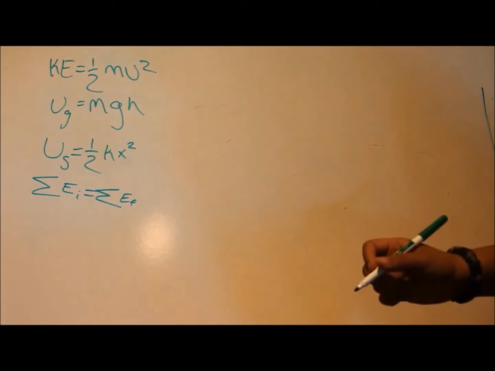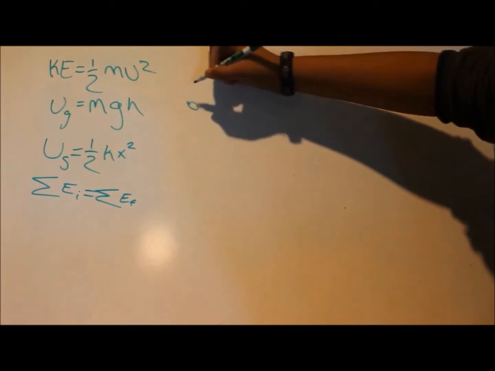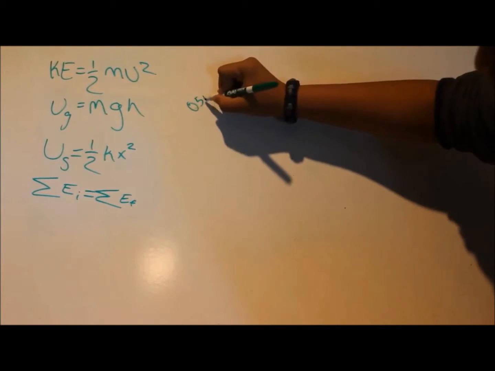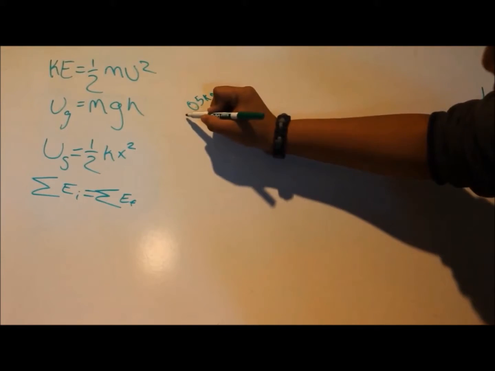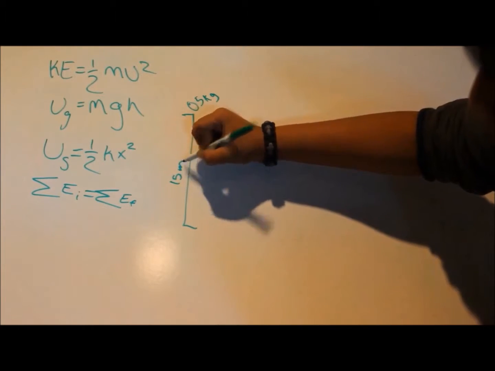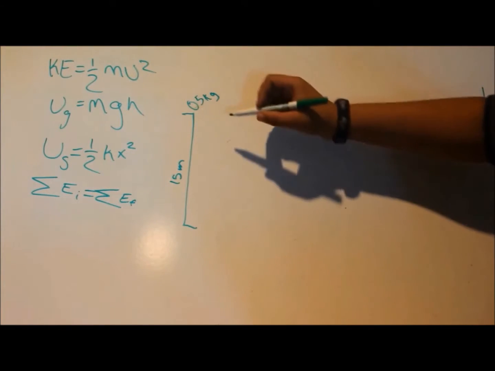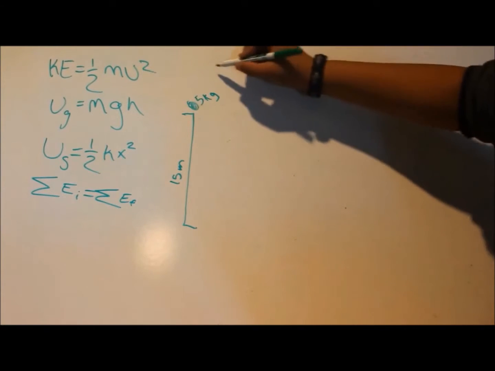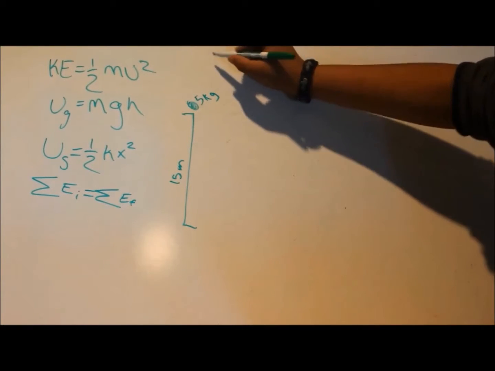So for our first problem, we are going to have a ball with a mass of 5 kilograms resting on top of a cliff that is 15 meters tall, and we are simply going to find the potential energy of that ball. So we are going to solve this using the GUESS method.